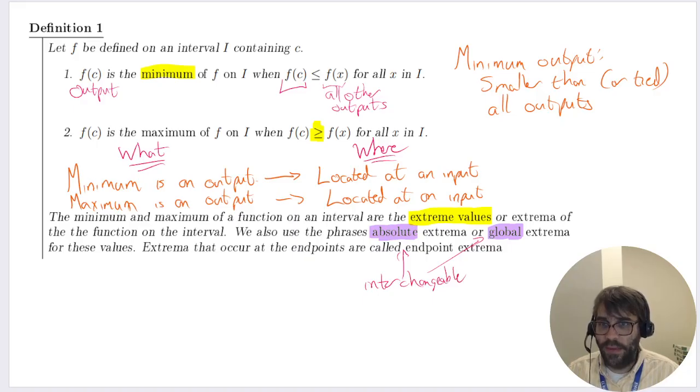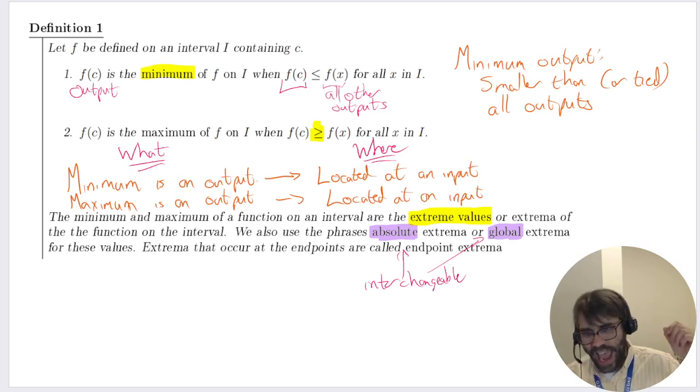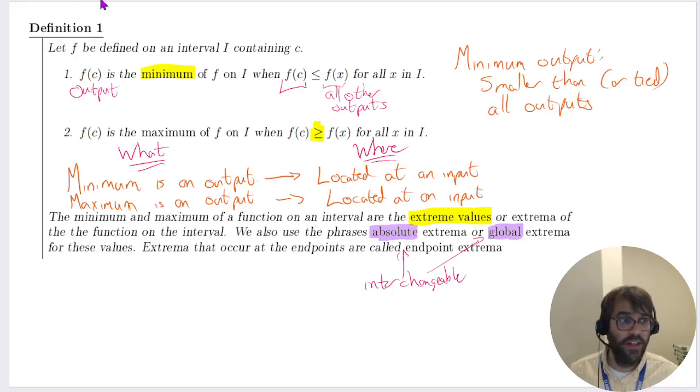All that means is that it's focused on the idea of who you have to compare with to be the minimum or maximum. Absolute and global mean you're comparing with absolutely every single output. There are no outputs that you're not comparing yourself with. The global extreme is the same thing. Global meaning everything, every single output. And we will have a counterpart to that coming up soon.